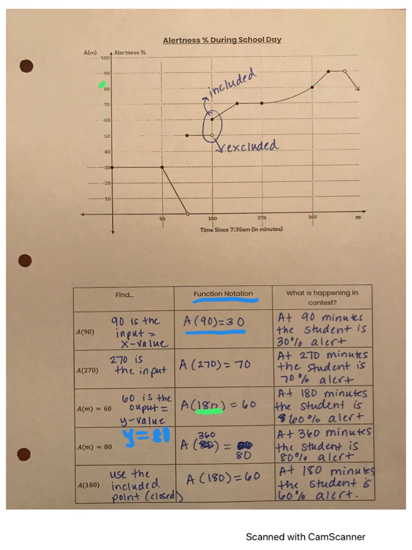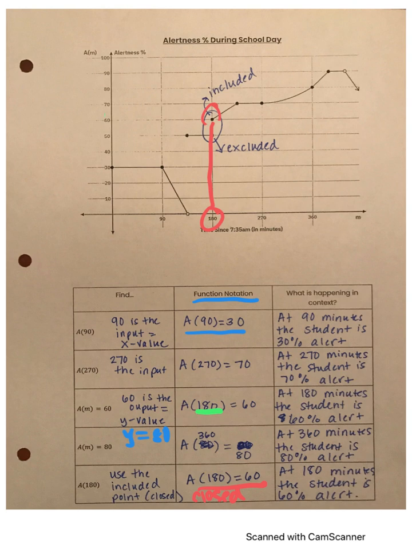Well, remember back when I was just describing what kinds of points this graph has? It's important when doing analysis of the piecewise function. So since A of 180 actually has 2 points, one open and one closed, or one included and one excluded, we have to make sure we use the included point, which is the closed point. So the one that we actually want to look to find the answer is the closed one. So A of 180 is equal to 60.